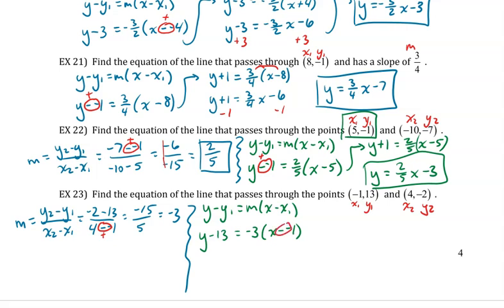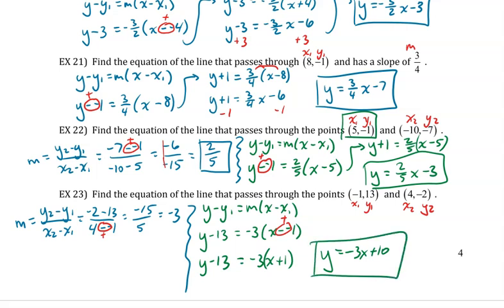I'm going to go ahead and fix the minus a negative. So we got y minus 13 equals negative 3x minus 3. Sorry, I am getting one step ahead of myself. Negative 3 times x plus 1. And then if we did want to go ahead and solve for y, you would end up with y equals negative 3x plus 10.